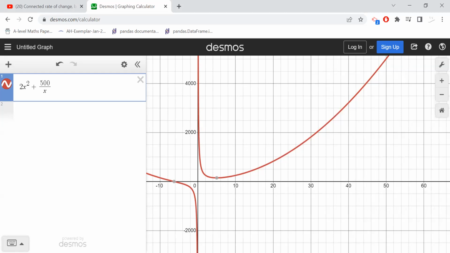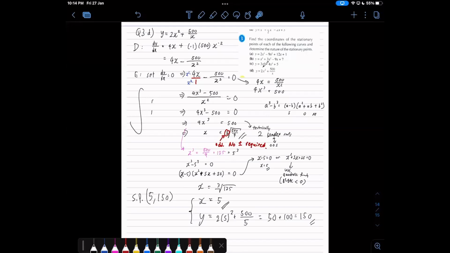Okay, moving back to the question. Not done yet. Still need stationary. You still need to determine the nature. Okay, let's go. I will show both ways. I'll show both ways. Let's go.